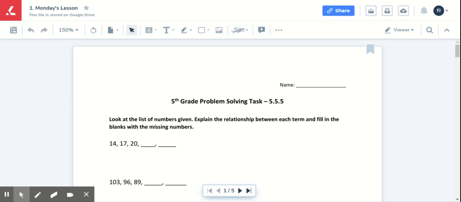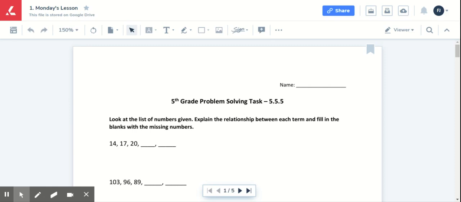Today, for our problem-solving task, we're going to look at the numbers given and explain the relationship between each term and fill in the blanks with the missing numbers. When looking at a number pattern, you should always be thinking, are our numbers getting bigger or smaller? If they're getting bigger, then that lets you know that it's either an addition or multiplication number pattern. If it is getting smaller, that'll let us know that it is a division or a subtraction number pattern.